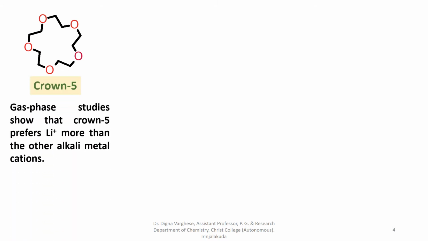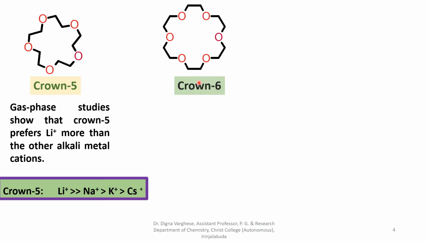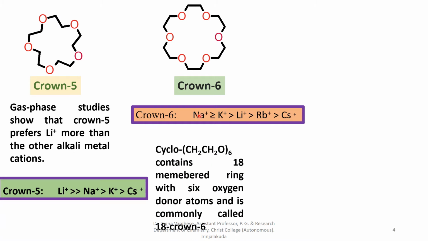Here we are representing some examples of crown ethers. Crown 5. Gas phase studies show that crown 5 prefers lithium ion more than the other alkali metal cations. Crown 5 prefers lithium, next sodium ion, then potassium, and then cesium ion. Next one is crown 6. Crown 6 is more preferable for sodium ion, and then potassium, then lithium, then rubidium, then cesium.